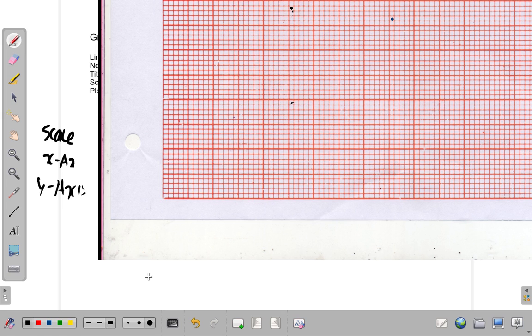So, say for example, you have 0, 5, 10, 15. So you're using 2 centimeters equal 5 units. Notice this is also 1 centimeter is equal to 2.5 units. But generally you don't use fractional values like 2.5 when you're writing down your scale. So this scale would be 2 cm equal 5 units.